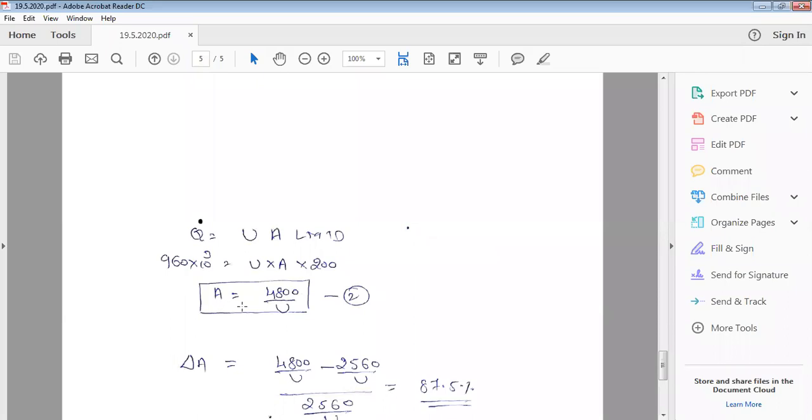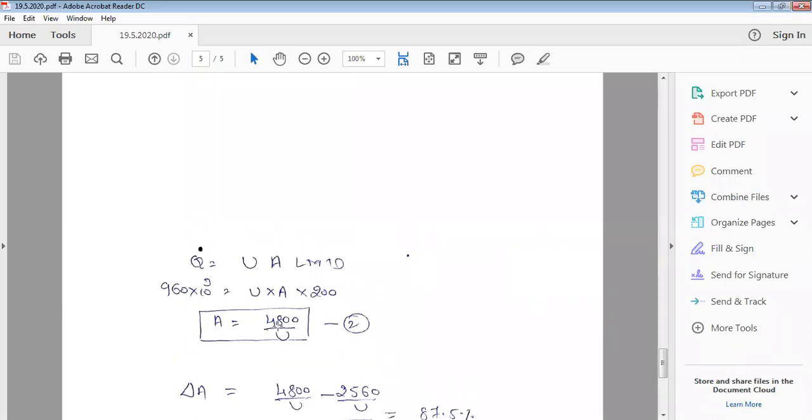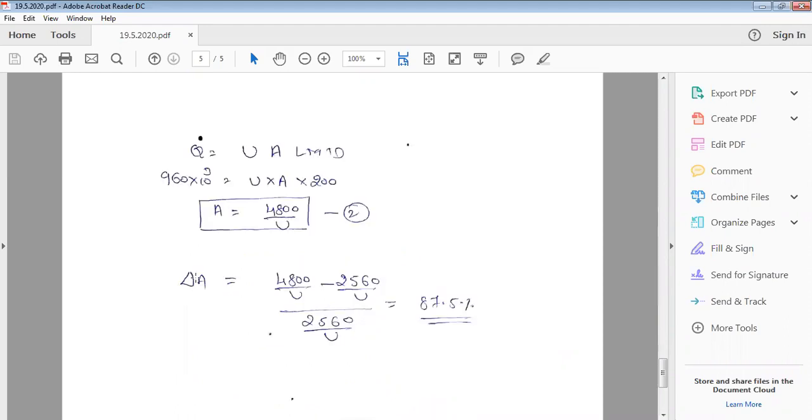If I calculate the area, it will be 4800 divided by U, because U is not given. Represent this area in terms of U. Now the change in area, that is what we need to calculate. Okay, that's why I wrote delta A, which is nothing but change in area.